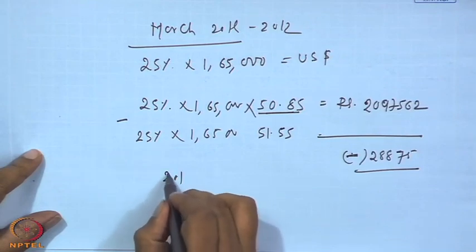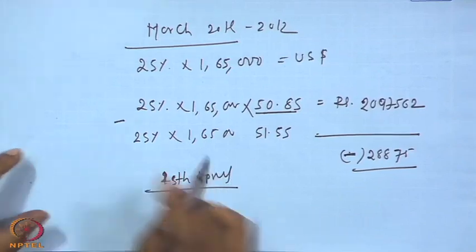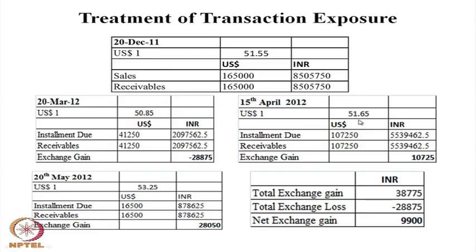Similarly, the next installment date is 15th April. If you see here, the US dollar is 51.65, but contracted at 51.55. Now the US dollar has depreciated, the rupee has appreciated. So, the installment is 65% of 1,65,000, which is 10,725 US dollar. How much is he supposed to receive? This into this, 10,725 into 51.65 is this much rupee amount, but there is actually a gain here. Why? The rupee depreciated from 51.55 to 51.65. The rupee depreciated by 10 paisa, for that reason he is getting 10725 extra. But in the case of 20th March, there is a loss of this much. In 15th April, there is a gain of this much.